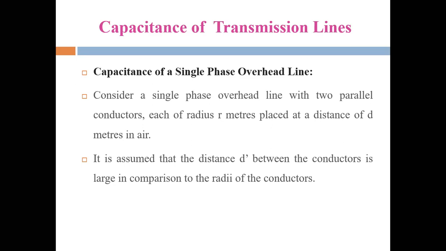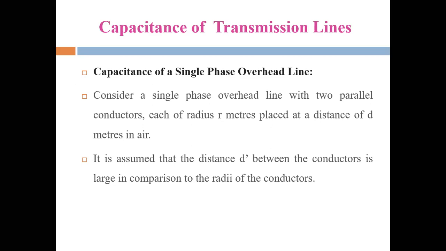Each conductor has a radius of r meters, at a distance of d meters. The medium between these two conductors is air, with air as the dielectric medium in between. The conductor radius is r and the distance is d meters.